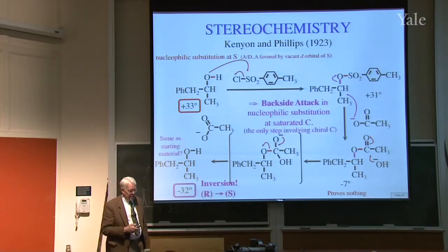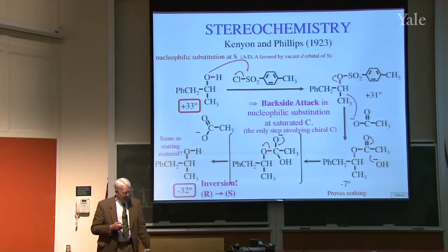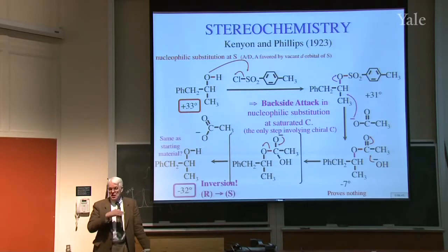It inverted the configuration. And so we know that in this kind of reaction, backside attack on the carbon, the kind we anticipated, although nobody could have thought about it in 1923, on the basis of a sigma star orbital being attacked where it's big. Okay, so backside attack in nucleophilic substitution at saturated carbon. And notice in this scheme, that's the only case where you broke a bond to that carbon. That's the beauty and the design of the scheme.